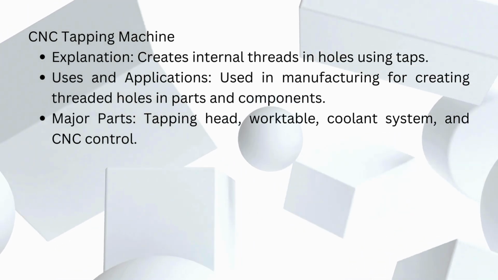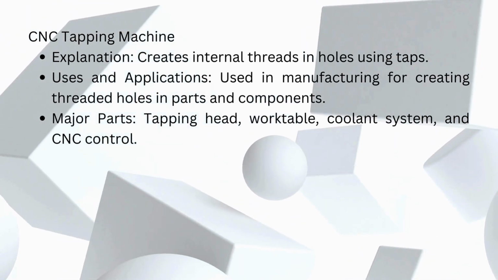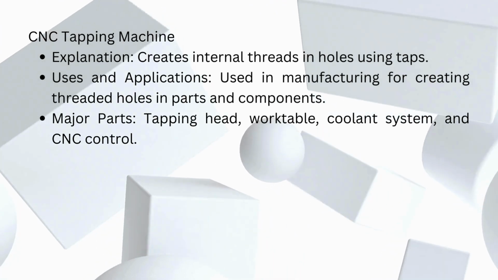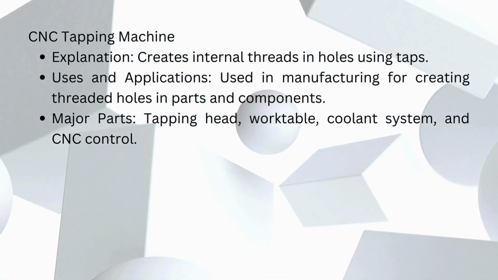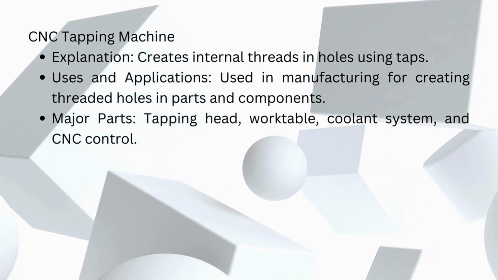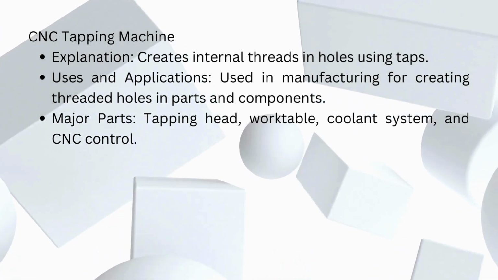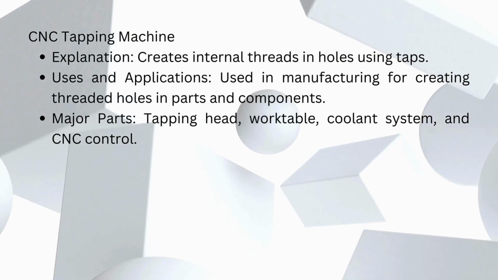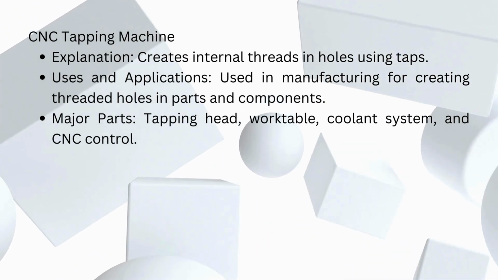CNC tapping machine. Explanation: creates internal threads in holes using taps. Uses and applications: used in manufacturing for creating threaded holes in parts and components. Major parts: tapping head, work table, coolant system, and CNC control.